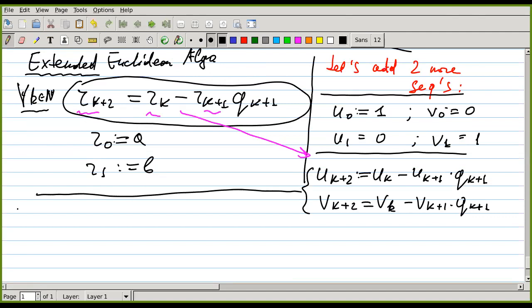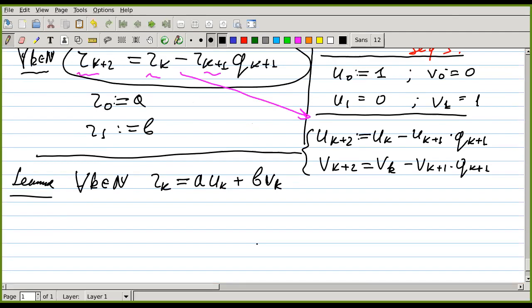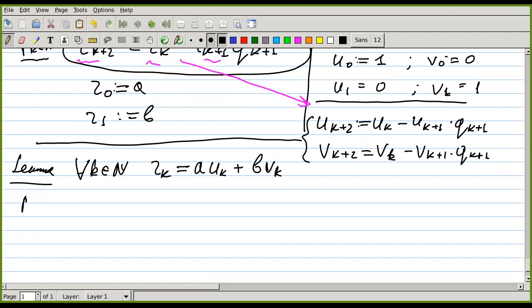But no, I will prove the following lemma. For every natural Q, for every natural K, RK will be equal to A times UK plus B times VK. So I will prove that every remainder is expressible as a linear combination of A and B using just this U and V. Okay, let's check it.